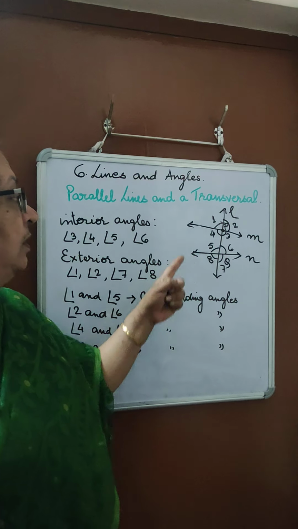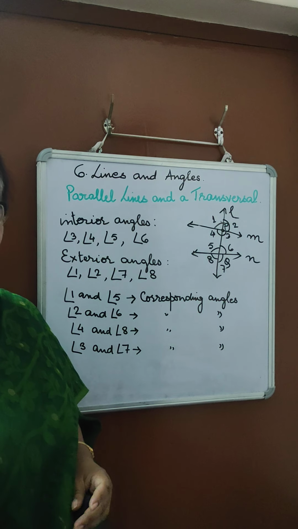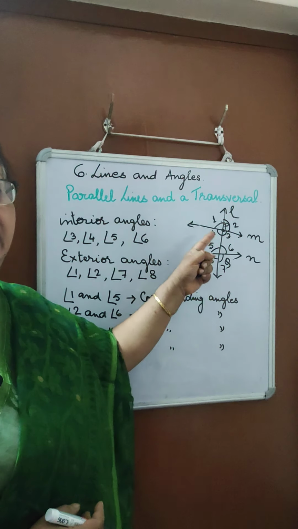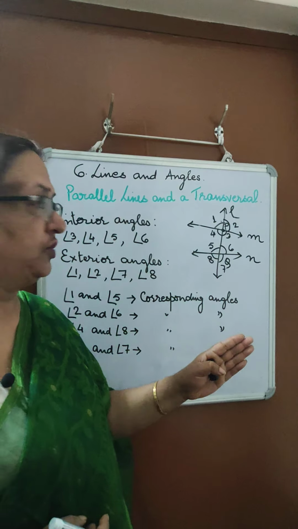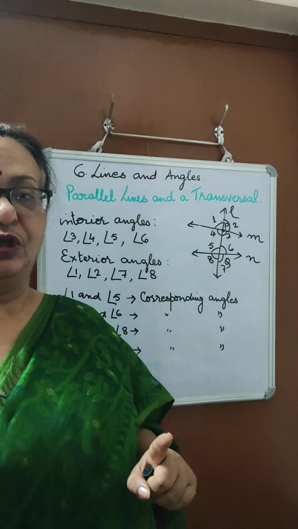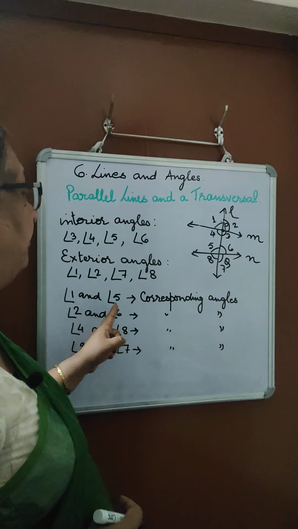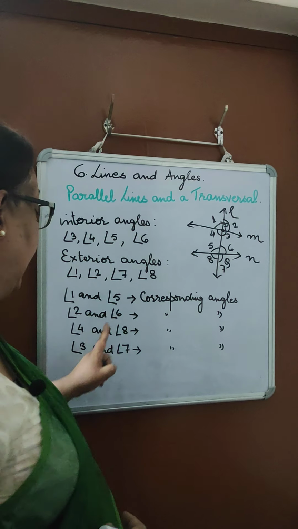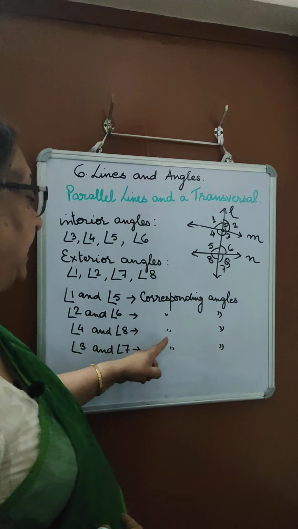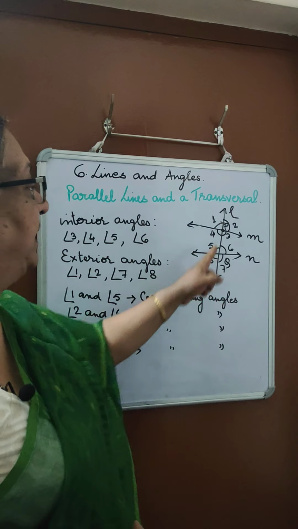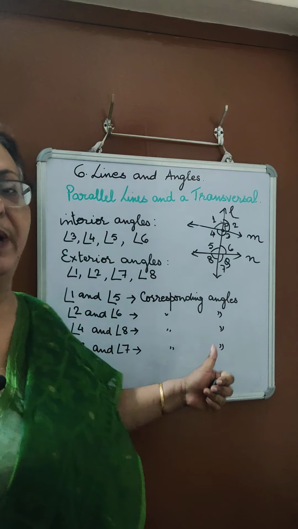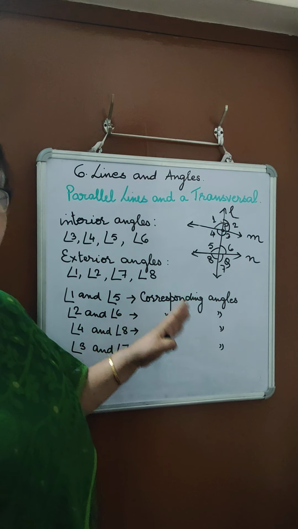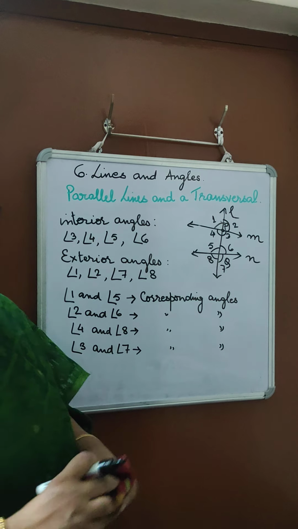Okay, so we have 4 pairs of corresponding angles. Corresponding angles, one should be on the exterior, one interior, on the same side of the transversal. They form a pair of corresponding angles. So you can see 1 and 5, they are corresponding. 2 and 6, corresponding angles. 4 and 8, another pair of corresponding angles, and the last pair 3 and 7, they again form another pair of corresponding angles. Okay children, so this type of angles, they have a special name, we call them corresponding angles.